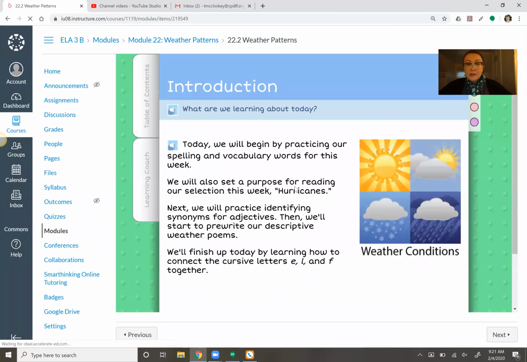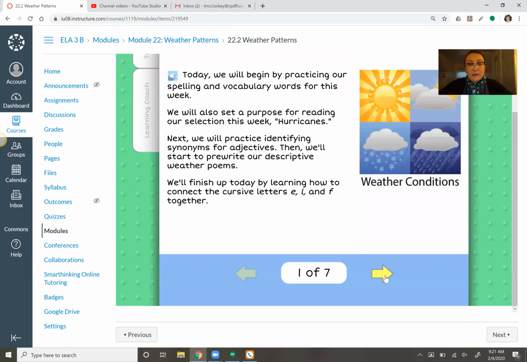So we're still working on weather patterns. So again, unless you were exempted, you're going to practice spelling and vocabulary. We're going to set a purpose for reading this week, and we're reading the story Hurricanes. Then we're going to practice identifying synonyms for adjectives, unless you are exempted from grammar. Then we'll start to pre-write our descriptive weather poems, and we'll finish up the day by learning to connect cursive letters E, L, and F.